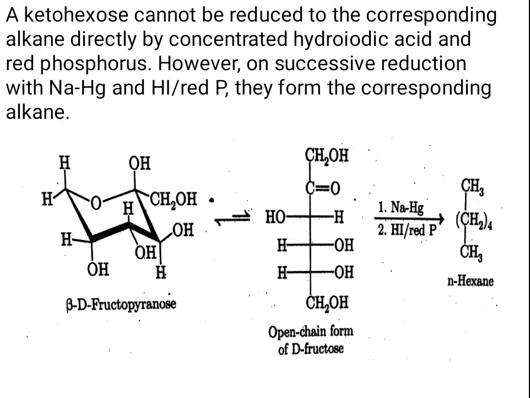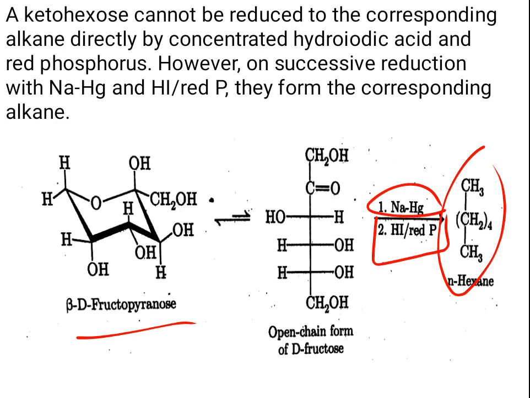A ketohexose cannot be reduced to the corresponding alkane directly by concentrated hydroiodic acid and red phosphorus. However, on successive reduction with sodium amalgam and HI with red phosphorus, they form the corresponding alkane. So you cannot use HI and red phosphorus directly with fructopyranose. At first you have to use sodium amalgam, then you can reduce it with hydroiodic acid and red phosphorus. So you will get n-hexane.